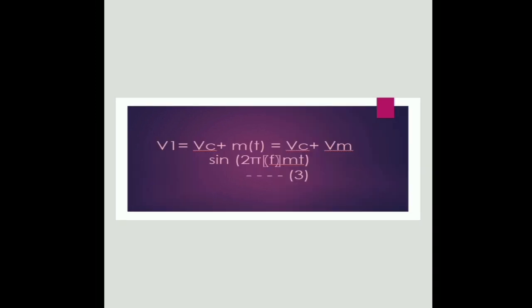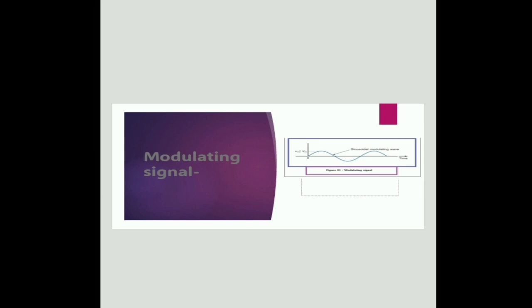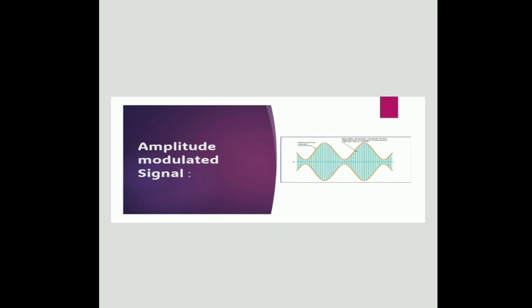Now we see equation 3. Equation 3 is represented as the instantaneous value of the modulating signal algebraically added to the peak value of the carrier. We can write the instantaneous value of the complete modulated wave by adding to the peak value of the carrier the modulating signal, giving the modulated carrier, or amplitude modulated signal.